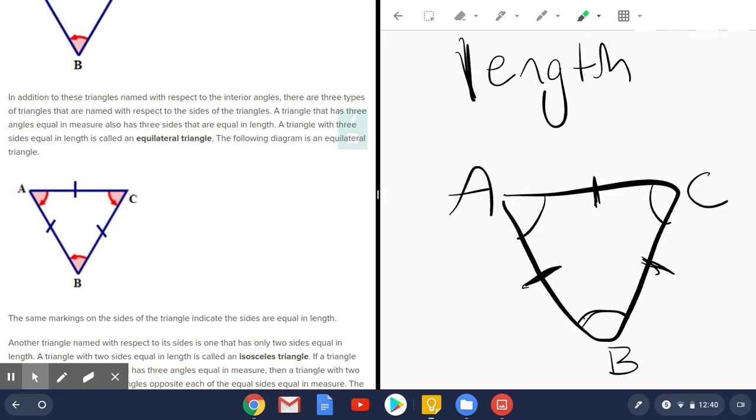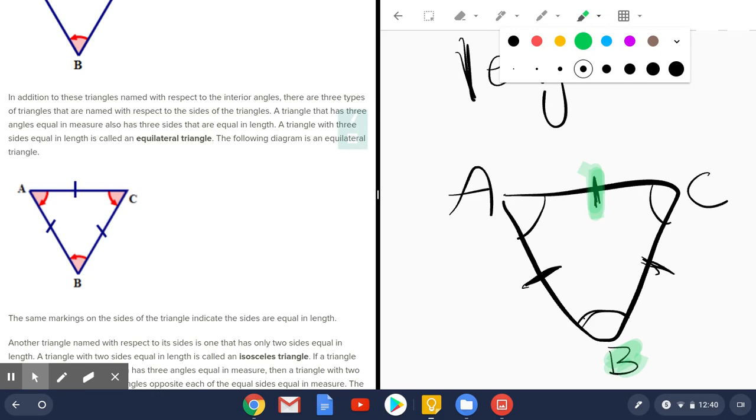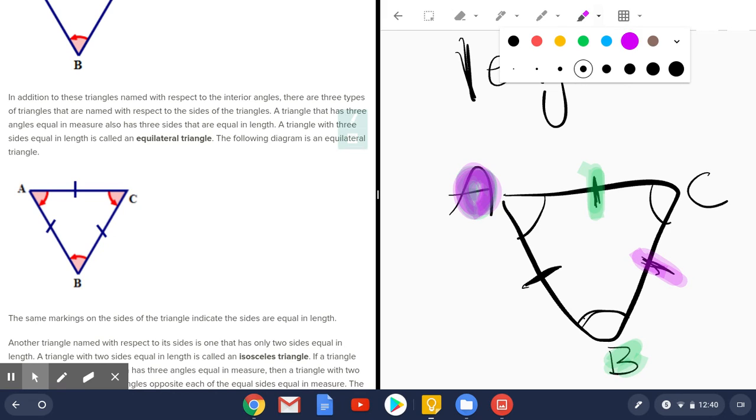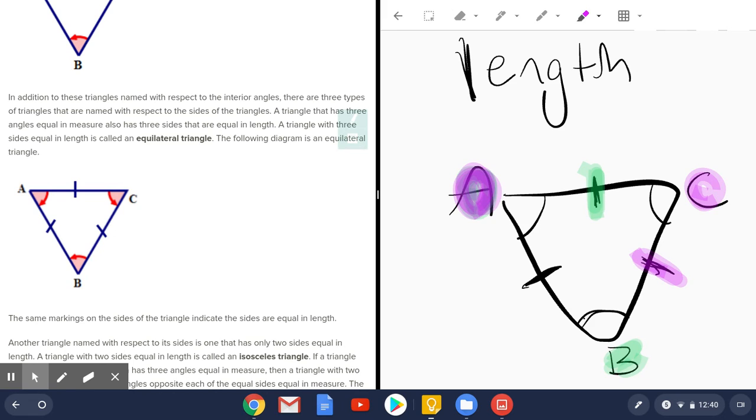Angle B, that's green. Corresponds with that side right there. Angle A, actually that's not the right color. That's green as well. A is going to be purple. So we have purple, that corresponds with this side right there. And angle C is red. I thought it was going to be red. There we go. That's going to correspond with this side right here. So they each correspond with the side that's opposite to it.